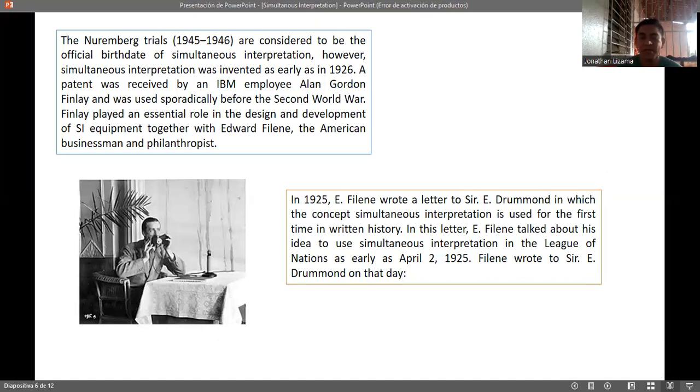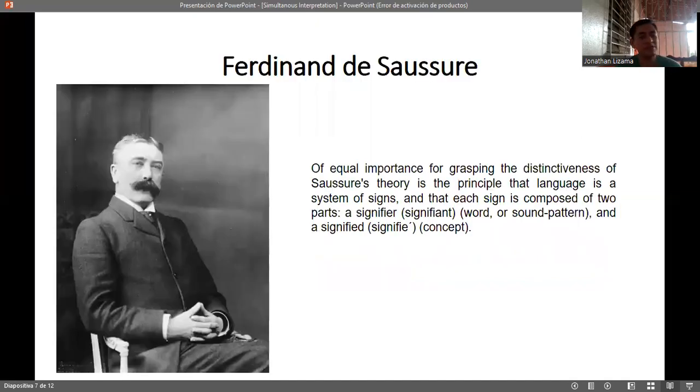So continue. Because this person is another one that I want you to study. Ferdinand de Saussure. Ferdinand de Saussure is considered the father of modern linguistics, right?